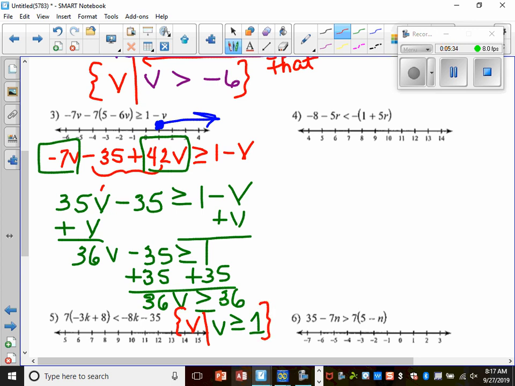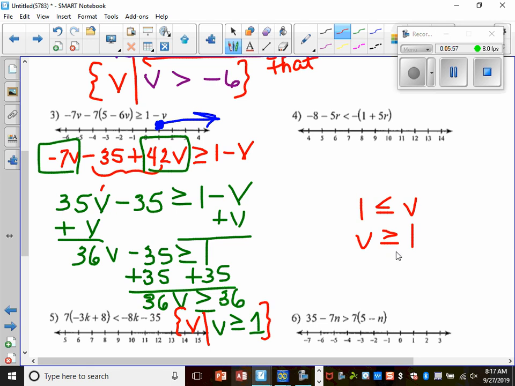But let's say you had come out at the end and it said 1 is less than or equal to v. Because you always want your variable written first when we do our set builder for a single inequality, then you would just reverse it, and when you reverse it, you would also reverse the variable itself.